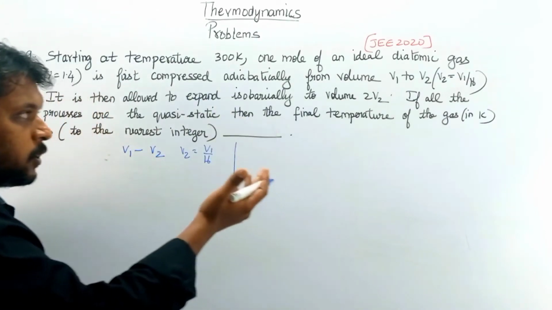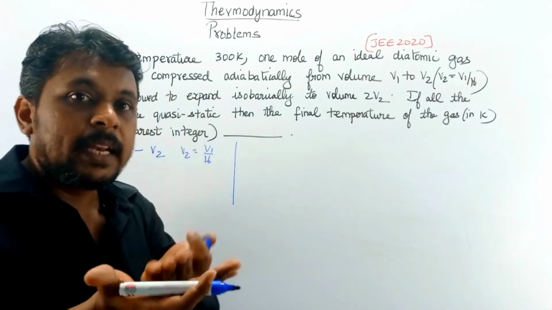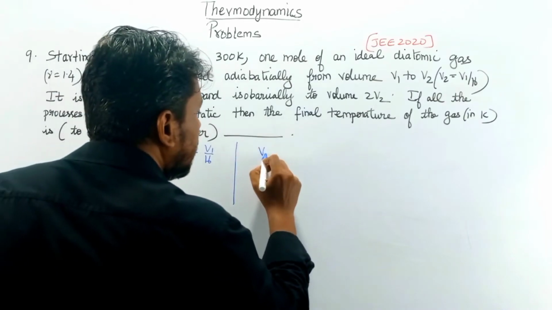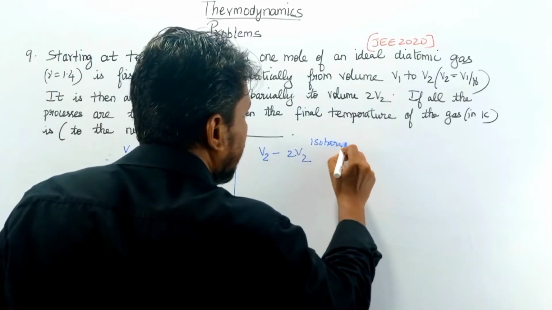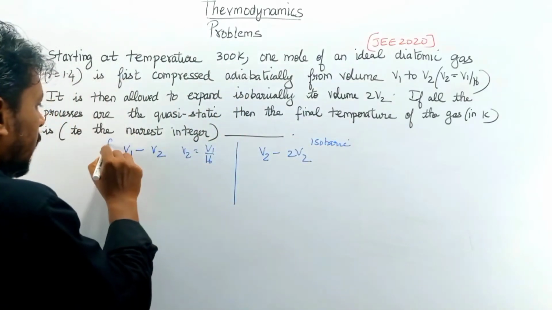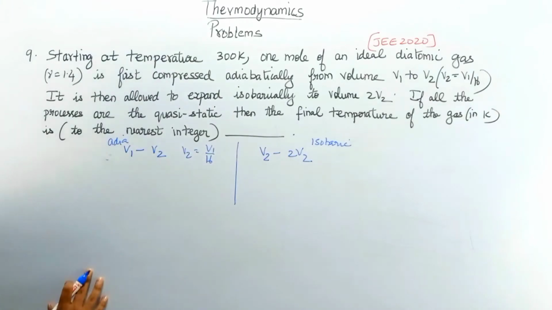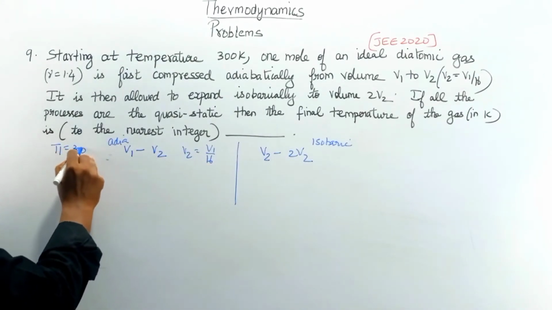So next process is, first it is compressed adiabatically from volume V1 to V2. Then it is expanded from V2 to 2V2. See here it is V2 to 2V2 in case of isobaric process. Here it is adiabatic process. So by using this, you know the initial temperature is also 300 Kelvin they are given.